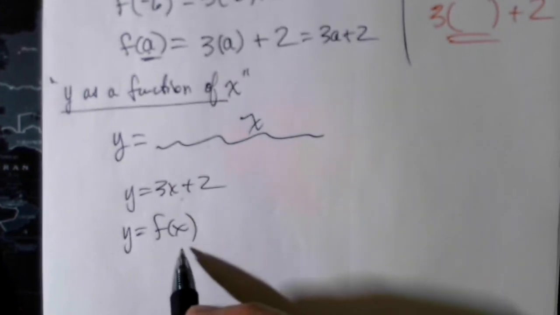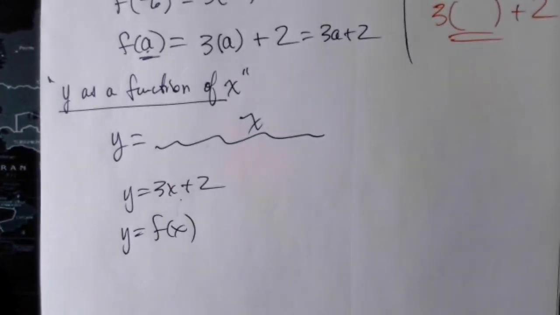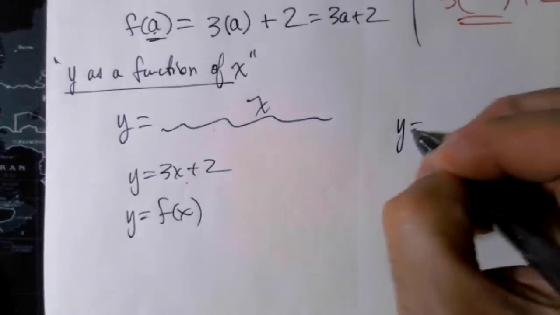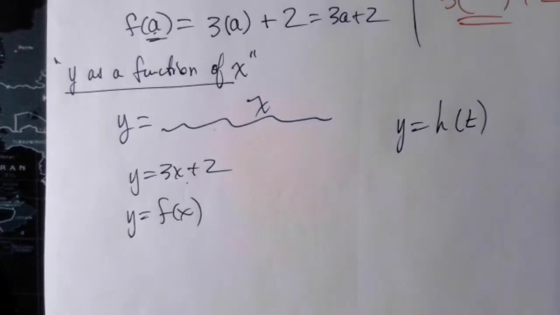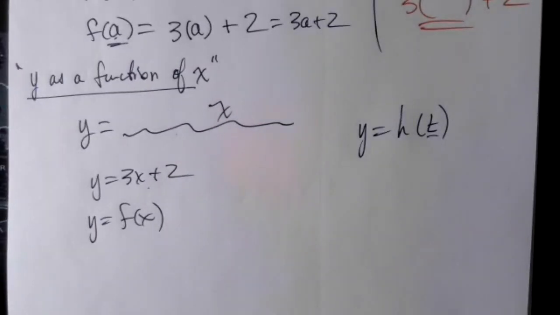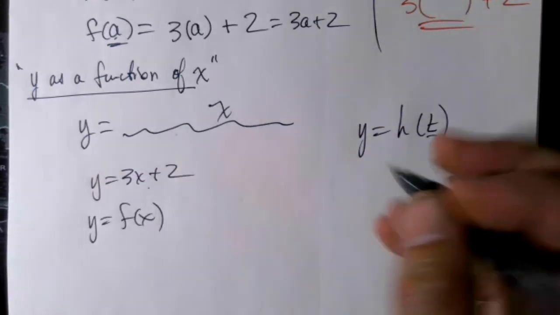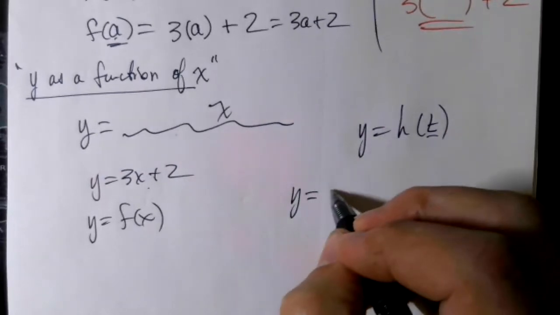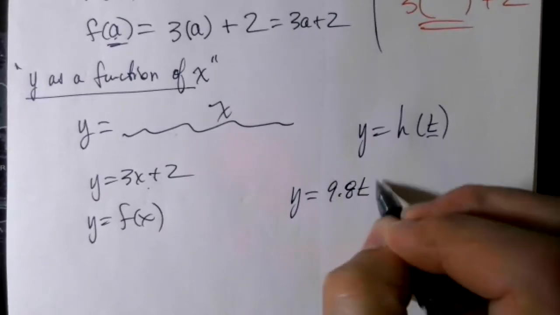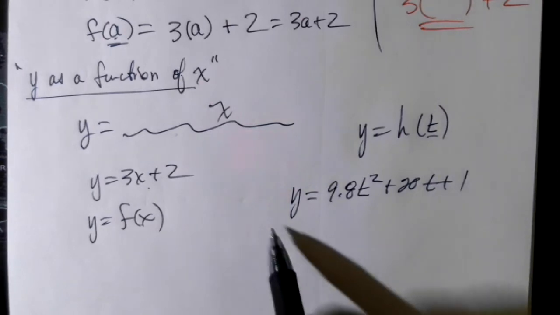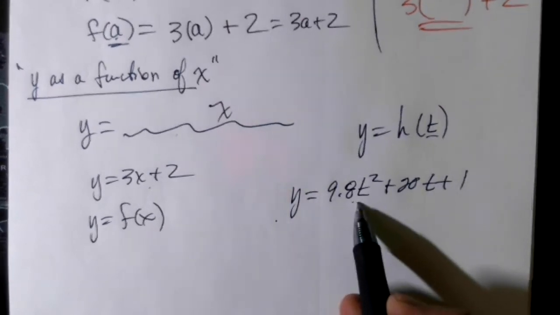Now, there's nothing magical about the letter f. They just use it a lot, probably because of the word function. But we could talk about y equals h of t, maybe the height as a function of time, like you would see in physics or something like that, right? So if I was doing that, I might say y equals 9.8 t squared plus 20 t plus 1. And so now the height is written as a function of time.